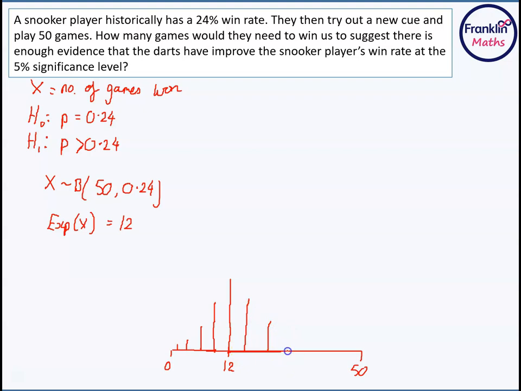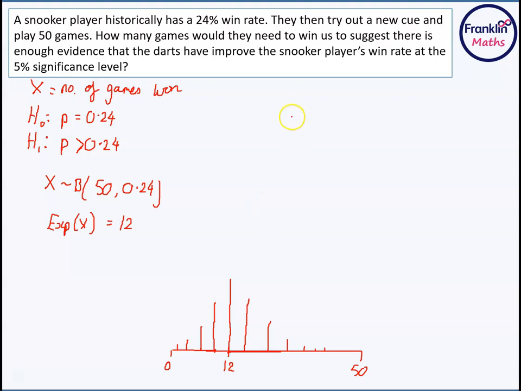I'm not saying my picture's perfect or even remotely looks like what it's going to in the exam, but you can see I've used lines and I've got gaps because I've got a discrete distribution, but I've got a peak here, so I can begin to look at this. If you want to be more accurate than mine, then feel free to. I'm just trying to show you what it would look like.